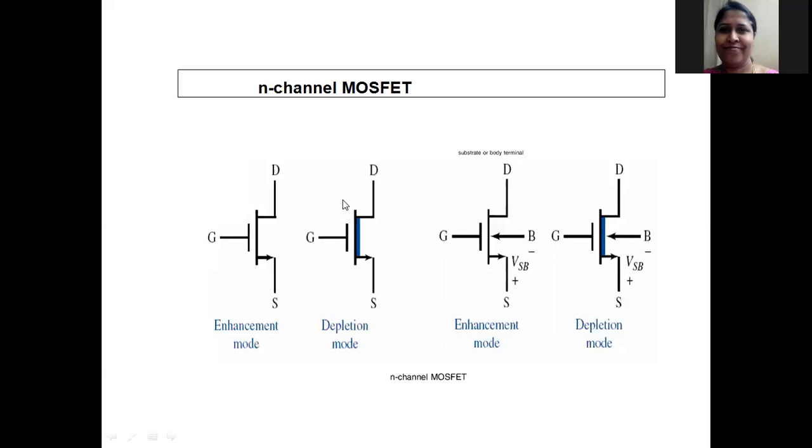In depletion MOSFET, the channel is already present between source and the drain at the time of manufacturing. So here, in case of enhancement device, the other symbol is shown in this fashion, where the substrate is also indicated. For depletion mode, the symbol is seen as shown in the figure. Both represent N-channel MOSFET itself.